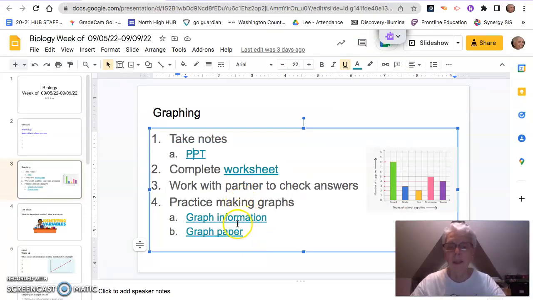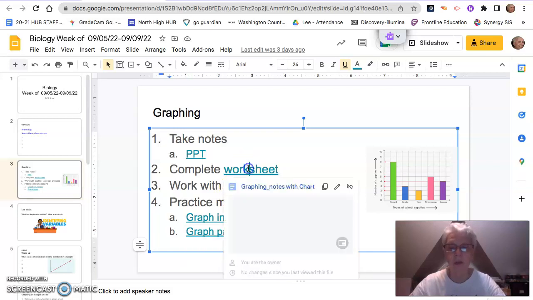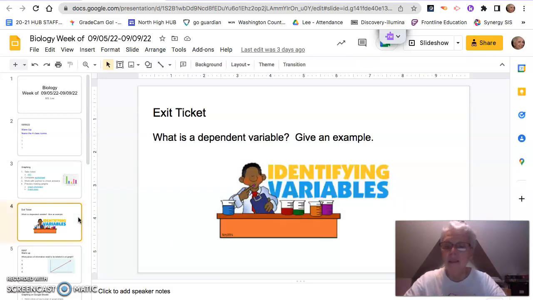You can practice making graphs. I give you graph information, and then I give you graph paper. You should always use graph paper on Kami. Kami is the best place. So again, it's the same worksheet that we've already worked on. And then this is the end of the 6th, because of course Monday we would have had a holiday. And you're going to tell me what a dependent variable is and give me an example as your exit ticket.